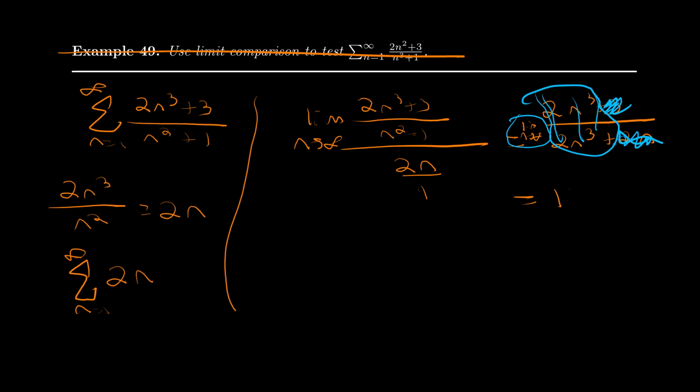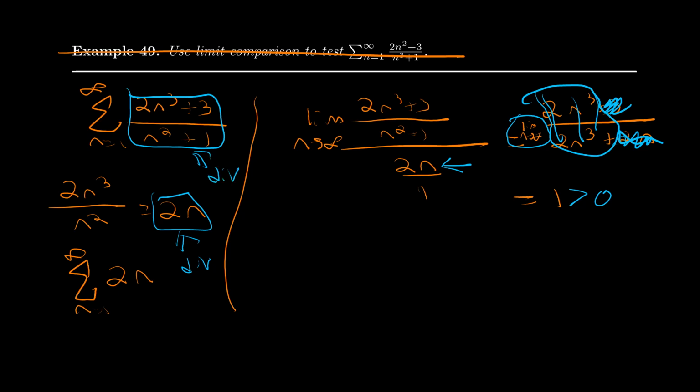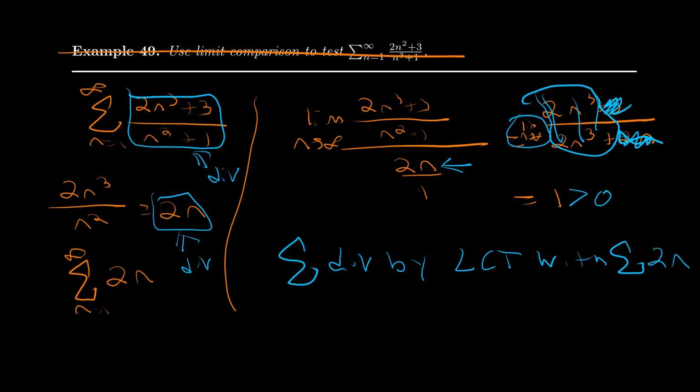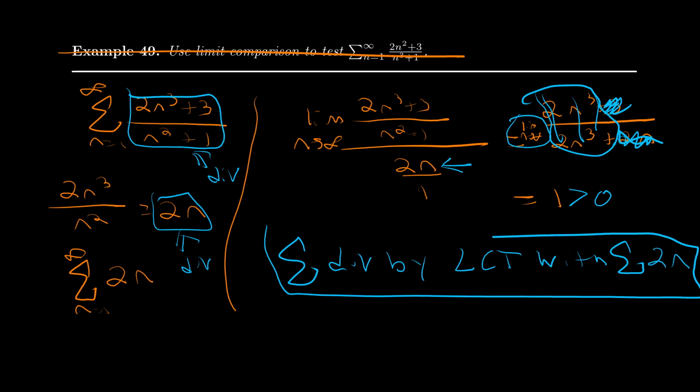So since this is 1 and it's bigger than 0, that is, it's a positive number, we can say something about this. And that means that this series and this series are either both going to converge or both diverge. We know that this diverges, therefore this diverges as well. So we know that it diverges. So we say that the series diverges by the limit comparison test with 2n. And that is your answer right there.